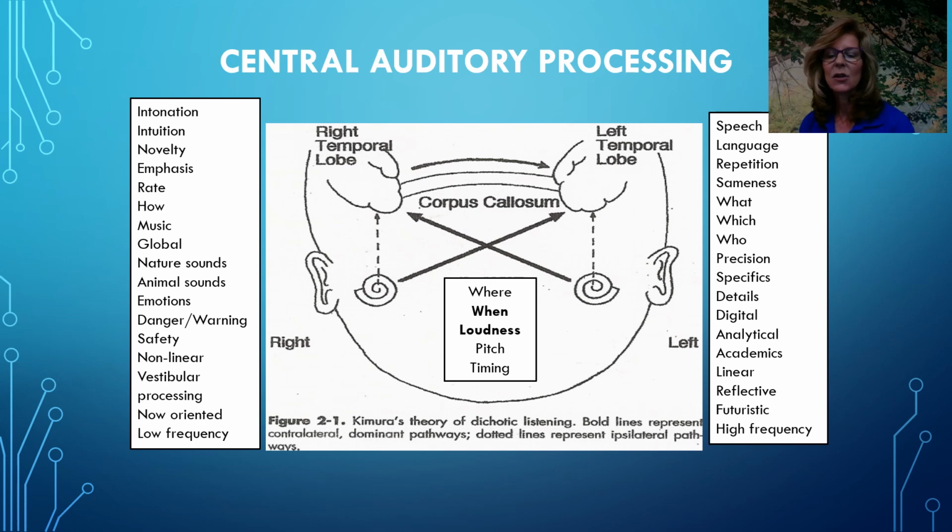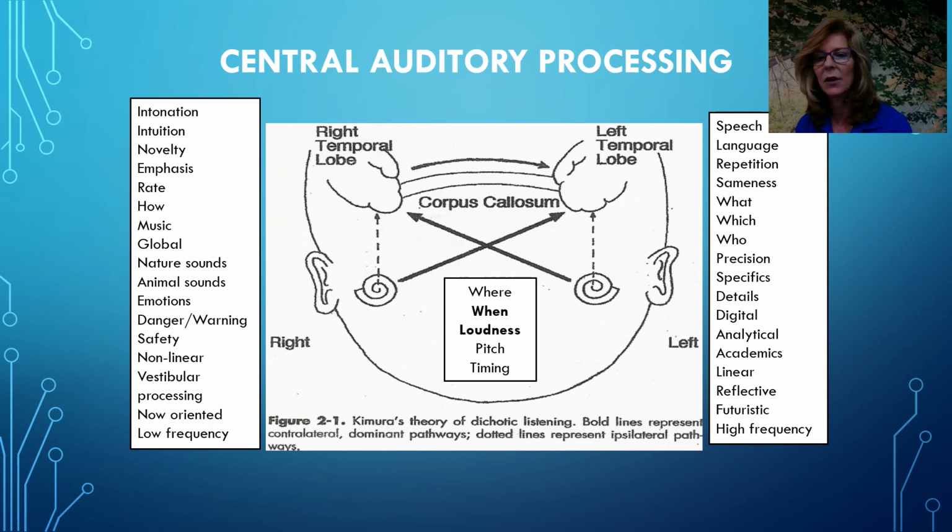It's also involved in danger and warning sounds. The right hemisphere is more involved with safety and non-linear processing. It's also more involved in our vestibular processing. So the right hemisphere has more representation of our body and space, and it's more oriented to what is happening right now, as opposed to something that happened yesterday or something that's about to happen. And we believe that it may respond more to lower frequency sounds because the vestibular system responds better to low frequency information.